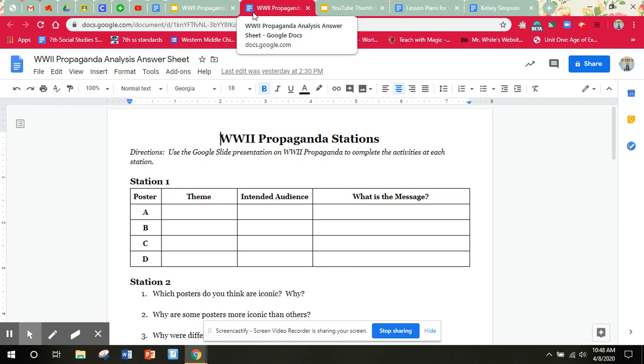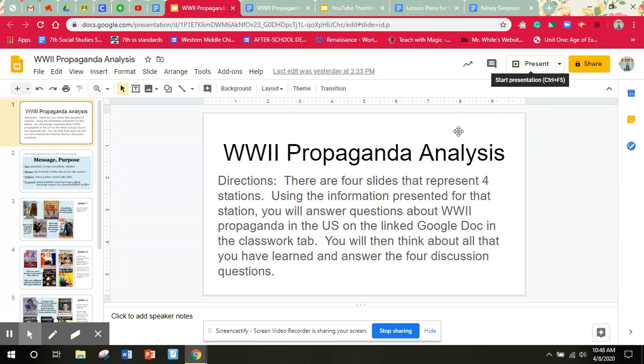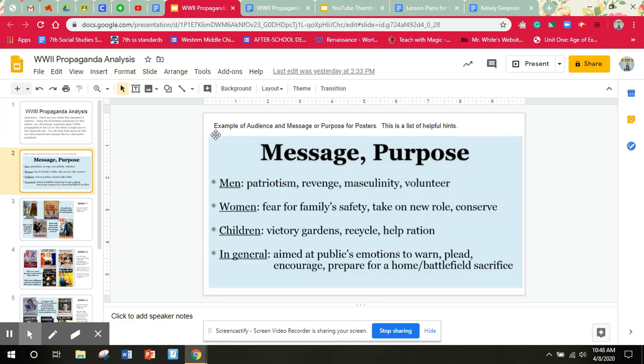So we're just going to go ahead and go through the Google Slides presentation here. Basically your directions are to look at the 4 slides that represent the 4 stations or would-be stations. Use the information presented for that station. You're going to answer the questions about World War II propaganda in the United States on the Google Doc in the classwork tab. You will then think about all that you have learned and answer the 4 discussion questions at the end. Okay. So here's just a little bit of review for you.